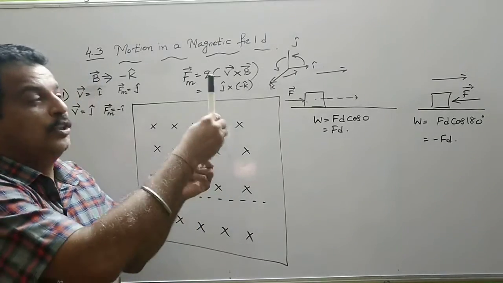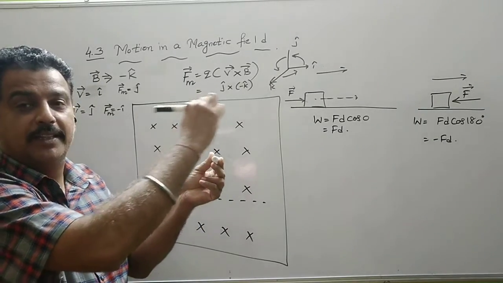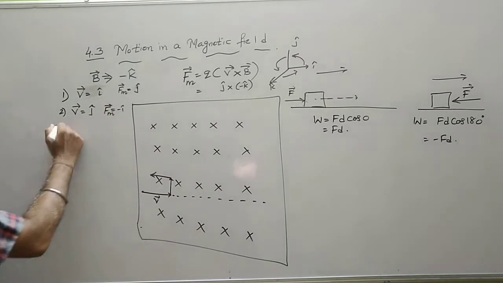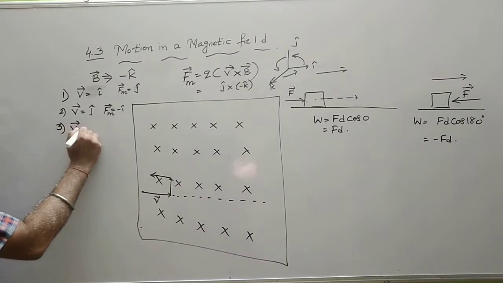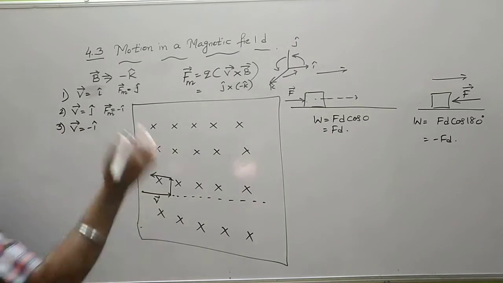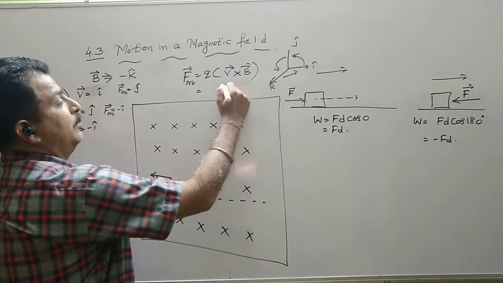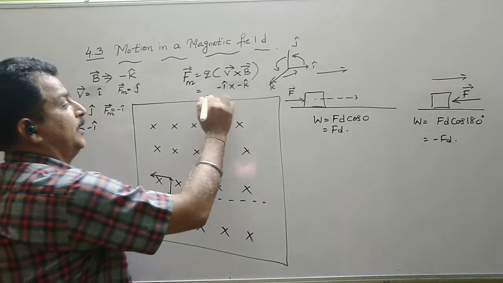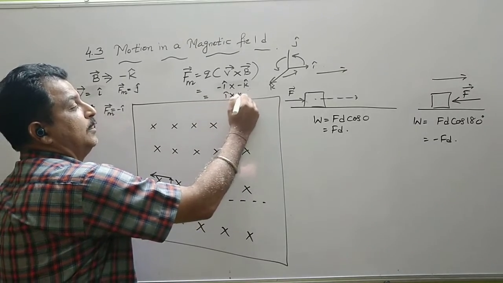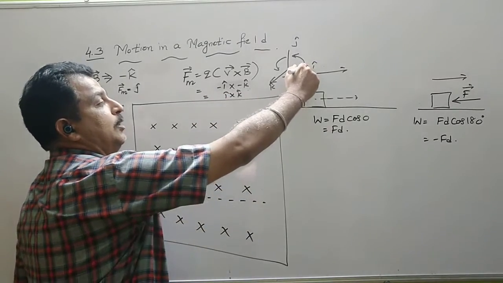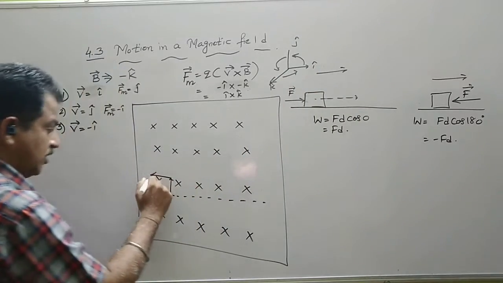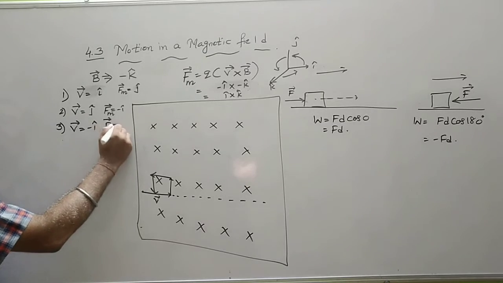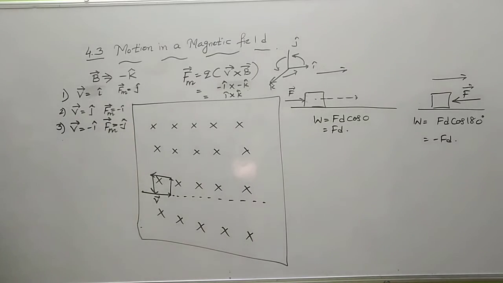Instead of moving along the j, it comes to minus i. And again I apply this formula. Now at the third instant, V becomes minus i cap. So in the third instant, it becomes minus i cap cross minus k cap. That is, minus minus becomes plus. So i cross k, that is minus j. So it comes downward. So in the third instant, the force will immediately change to minus j.